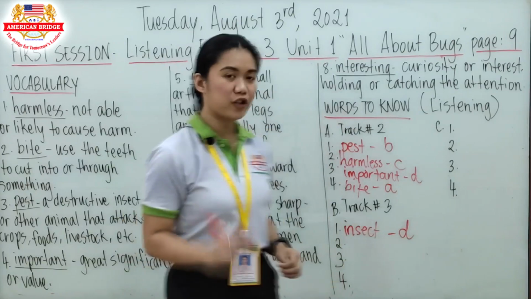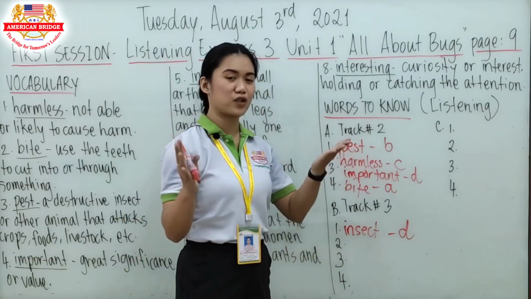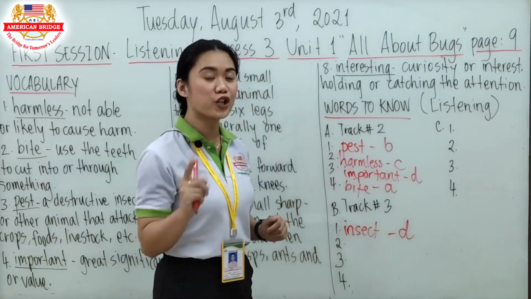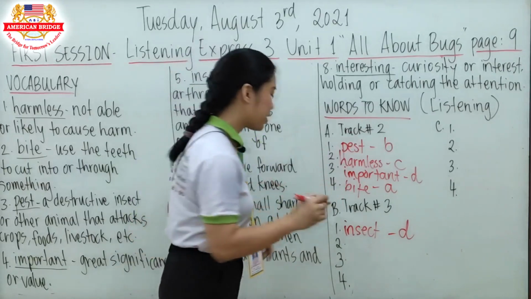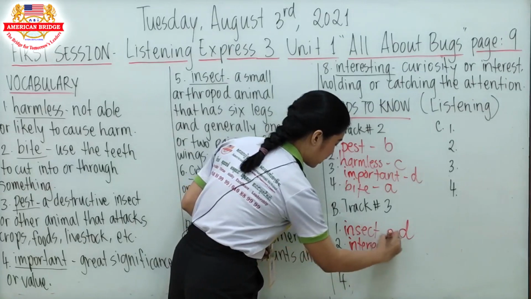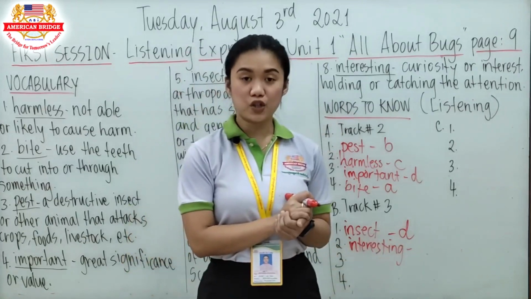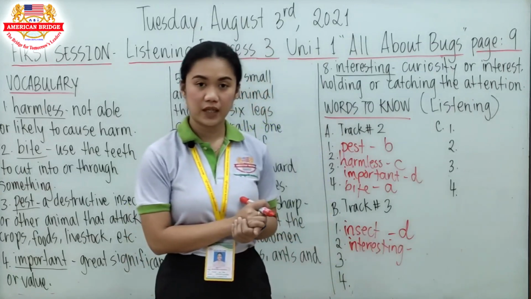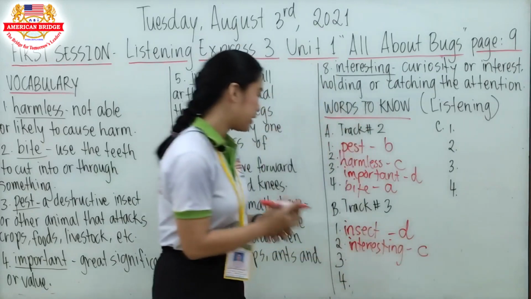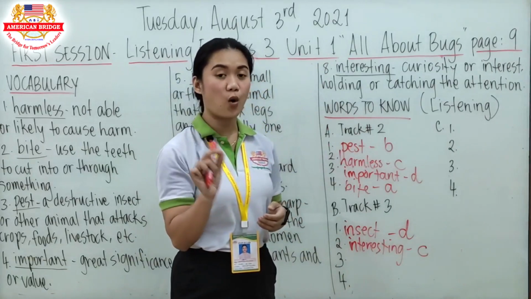Next. Number two is interesting. Like what I've said, you want to research something and you want to know something because of your curiosity. Now, this number two is interesting. And interesting is letter what letter, everyone? Number two is letter C.